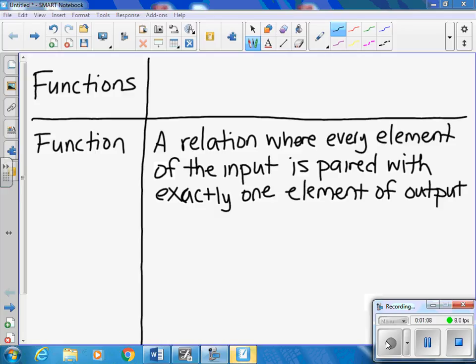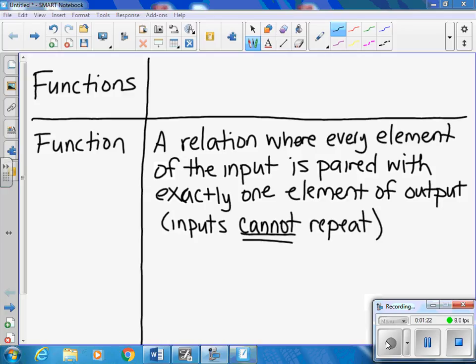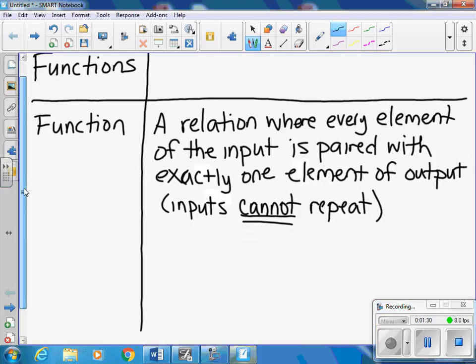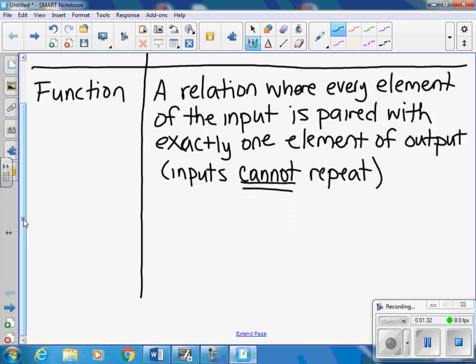And all that is a fancy way of saying that your inputs, which we know are your x values, cannot repeat. If they do repeat, then it's not a function. So in order for something to be a function, your x values cannot be used more than one time. And that's all that definition is really pertaining to. So if a question ever pops up that says, is this a function? Look for those x values to determine that answer.